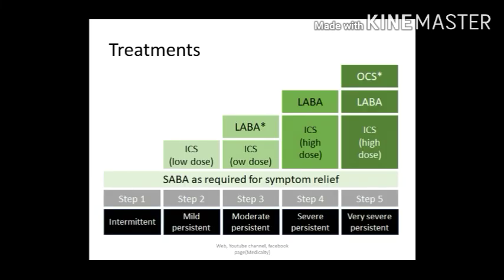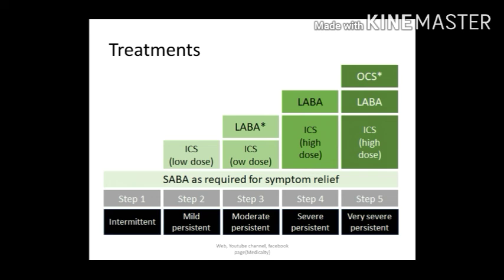This chart shows the strategy and how to treat an asthmatic patient. In step 1, with intermittent patient, we will use short-acting beta agonist, and it is in the form of an inhaler. And in step 2, with mild persistent patient, we will add ICS, inhaled corticosteroid, with low dose along with the short-acting beta agonist.